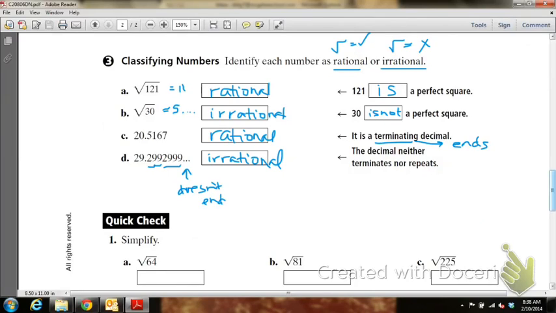Okay, so now you try the quick checks. Quick check 1, you're just going to find the square root of each of those numbers. Quick check 2 is just like the area of the rug. You want to estimate the dimensions of the floor. And quick check 3, you're just going to say if those numbers are rational or irrational. So try the quick checks and we'll check your work in class.